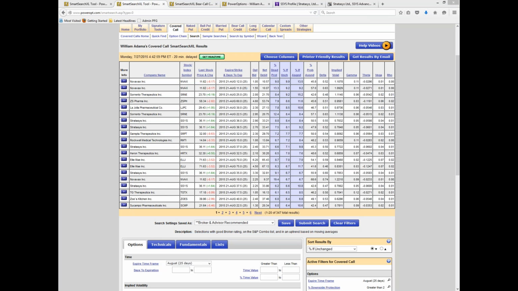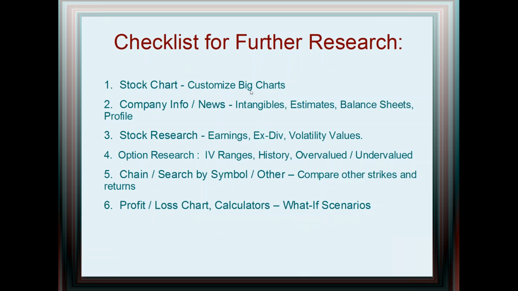All right, so I'm going to put something up here very quickly on the screen. Okay, so let's just go ahead and show this. This is what we just reviewed, but this is my checklist, my personal checklist for further research and analysis. Whether I'm in the search by symbol or whether I am in the standard search in a given strategy, again, stock chart, I prefer to use BigCharts because you can customize it. You're going to have a different tolerance of what criteria you want to use to analyze your stocks, that's fine, but BigCharts is pretty flexible.